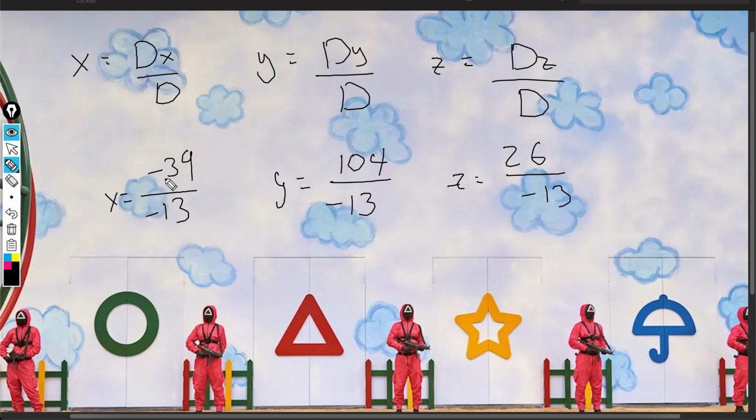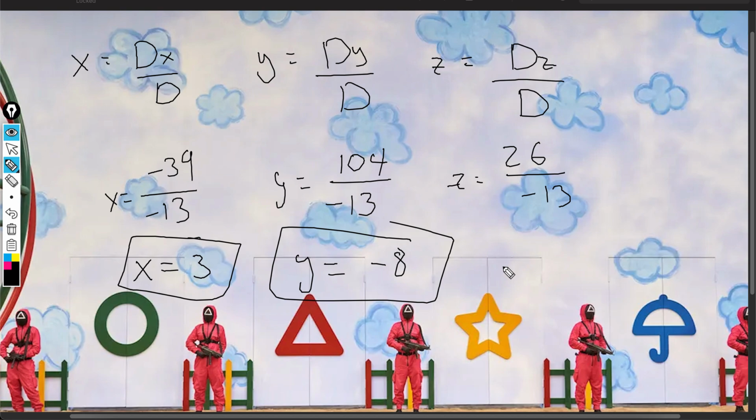Cool. So, hey Siri, negative 39 divided by negative 13. Negative 39 divided by negative 13 is 3. Hey Siri, 104 divided by negative 13. 104 divided by negative 13 is negative 8. The heck? Did Siri just get out of breath? Hey Siri, 26 divided by negative 13. 26 divided by negative 13 is negative 2. Wonderful. And those are our answers. And that's how you do a 3 by 3 Cramer's rule. Not a big deal, right? Just a lot of repetition.